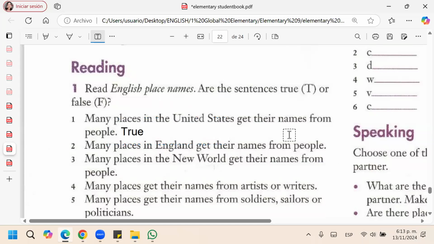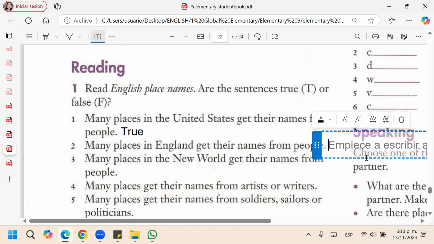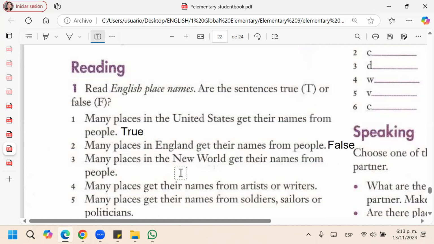Like, for example, Louisiana, Washington. Yeah, they get their names from people. Elizabeth. Important. Then, that's in the US. In England, many places in England get the names from people. Oh, no. False. In the United Kingdom, in England, they don't use names of people for the towns. They don't do it. So this one here, false. Many places in the New World get their names from people.